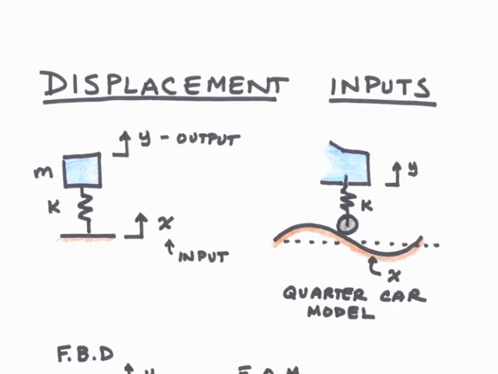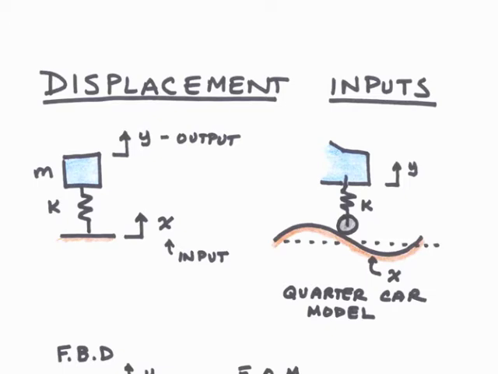We have a mass on a spring, and one end of the spring is connected to a plate, and that plate has a specified displacement, which is x, and this is the input to the problem. The output is the displacement of the mass away from its equilibrium position. That's specified as y.